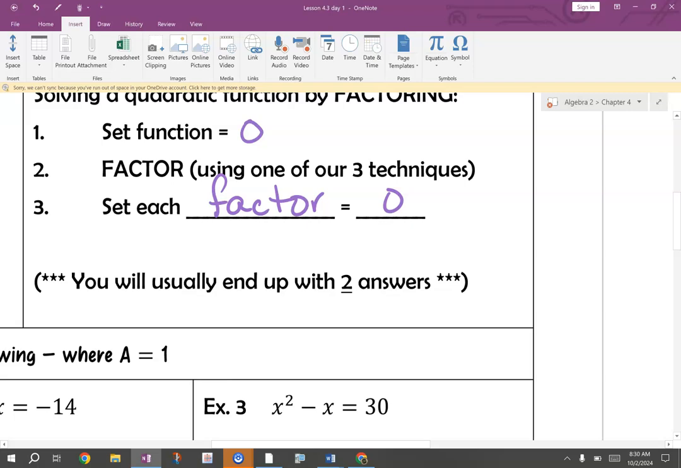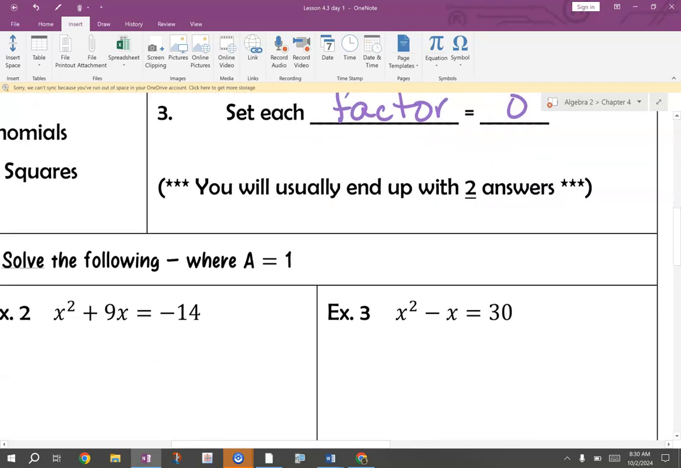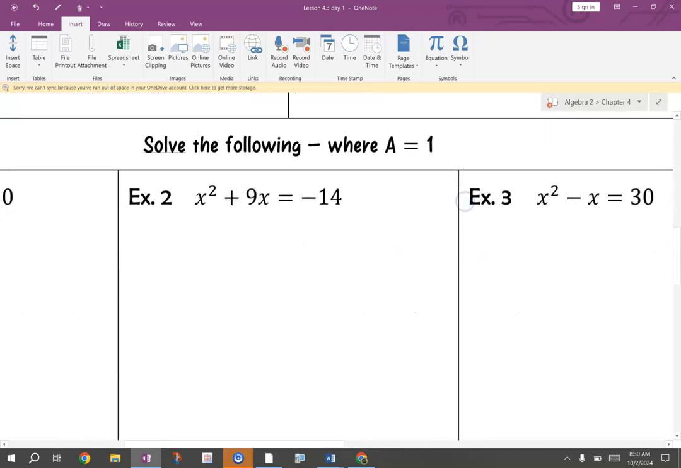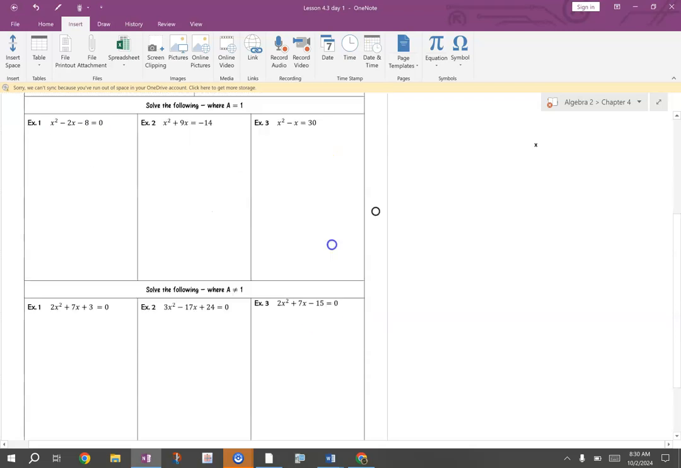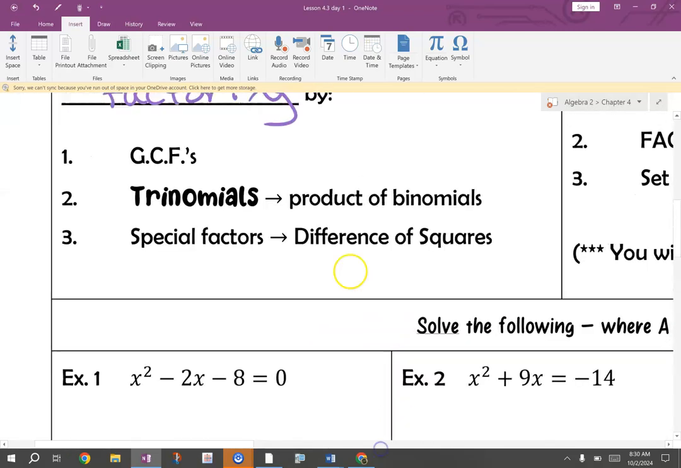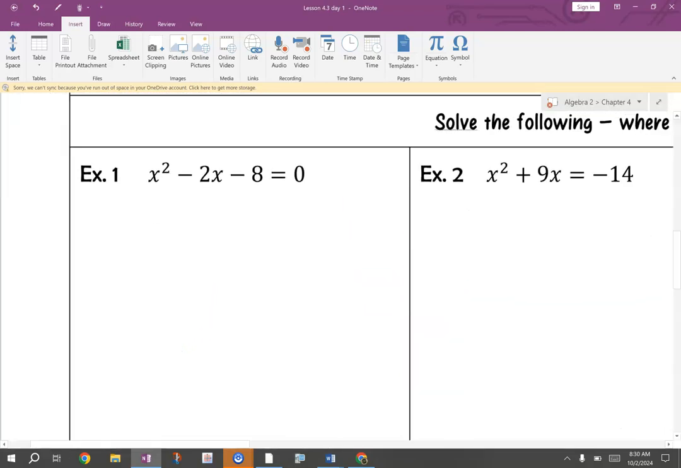With factoring, you guys are not going to see no solution. The no solution doesn't come until you start learning the quadratic formula, quadratic equation, things like that. You could potentially see 1 solution. But for today's lesson, you're only going to see the 2 solutions. So we're going to solve both where a equals 1 and also where a is something other than 1. There are slight differences, but for the most part, they are exactly the same. All right, so let's get started.